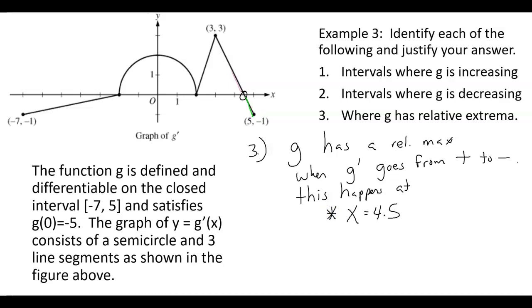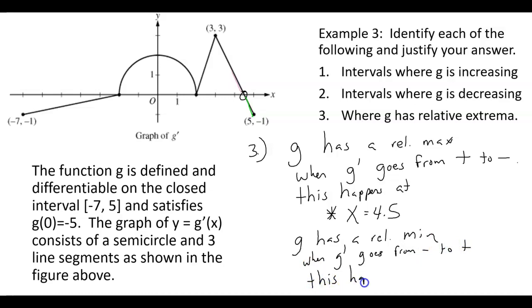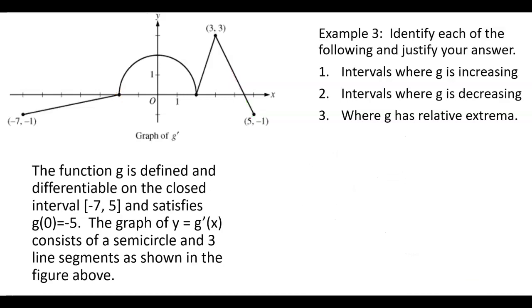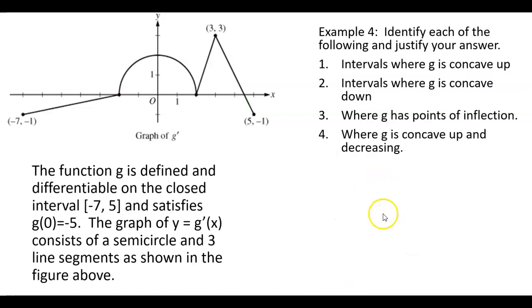And contrary-wise, G has a relative minimum when G prime goes from negative to positive, and this happens right here. So that would be negative 2. There are no other relative extrema up there. All right? So that takes care of that type of stuff that you may be asked. Let's move on to the next one here.